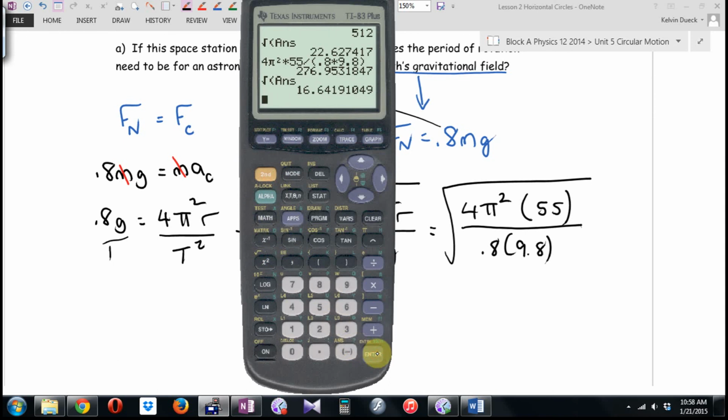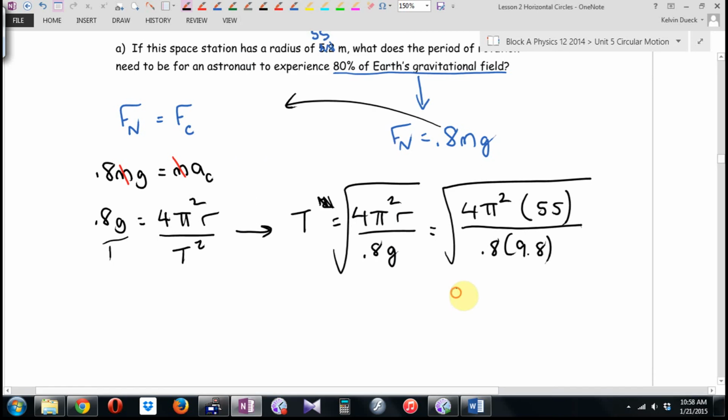Even this is a little fast. This would be 16.6, is that right? You would need it to spin every 16.6 seconds.